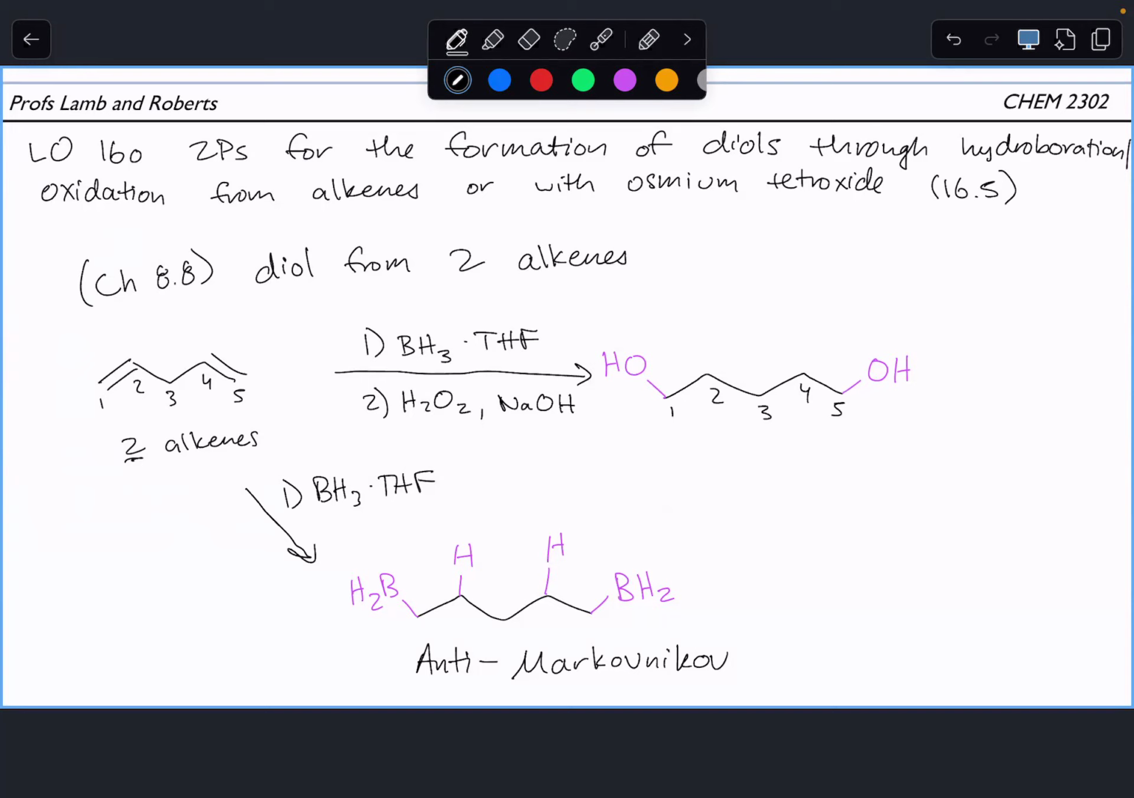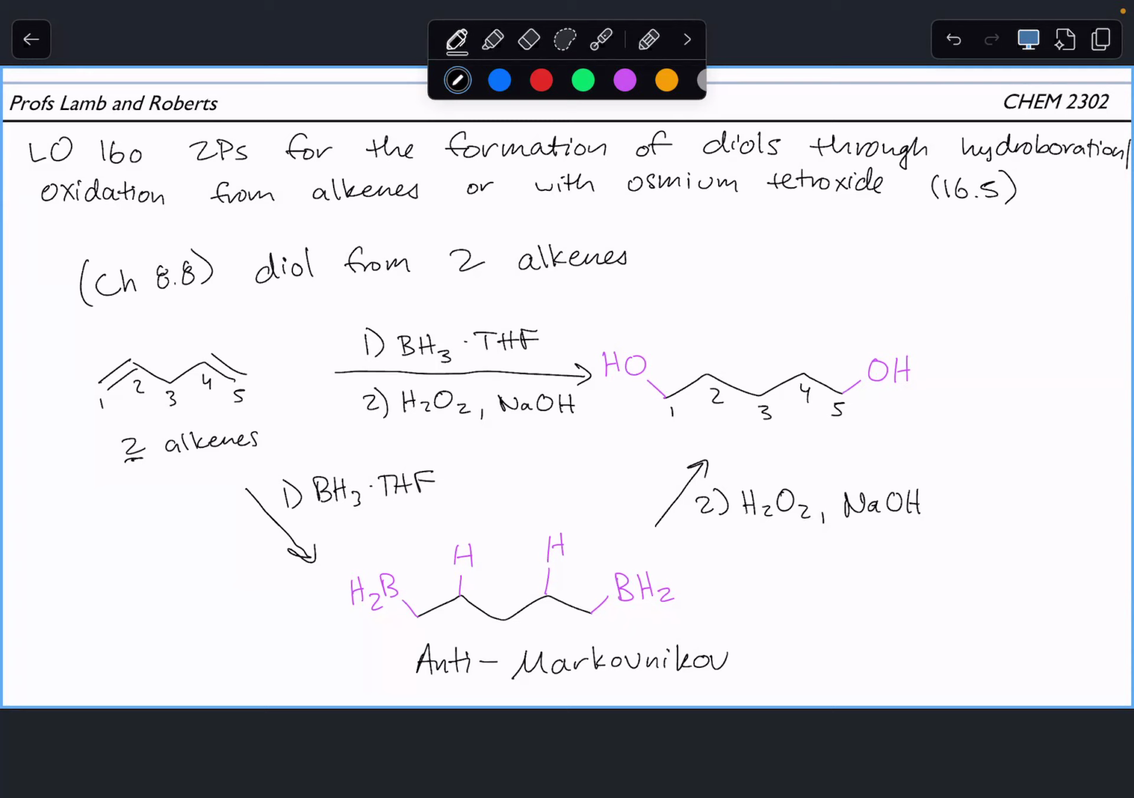And then the second step essentially just replaces the boron with an OH. Okay, you just oxidize that boron off and you just replace it with an OH. So again, we're just doing the reaction twice because we have two alkenes, therefore we get two alcohols in the product.